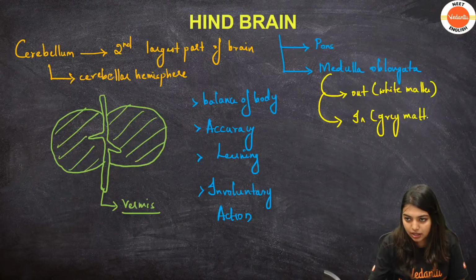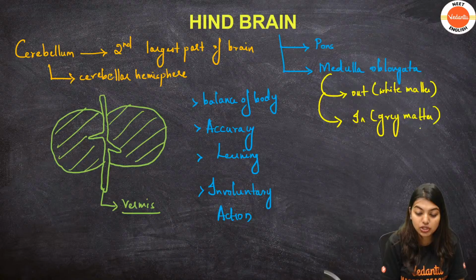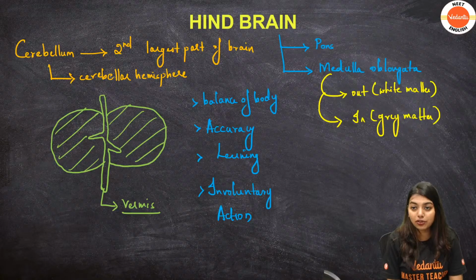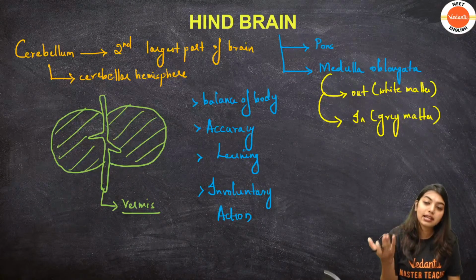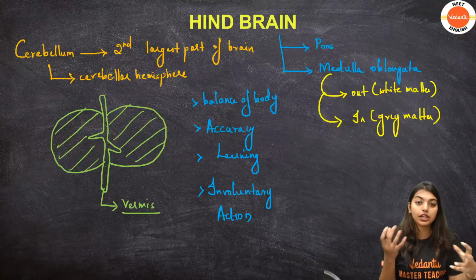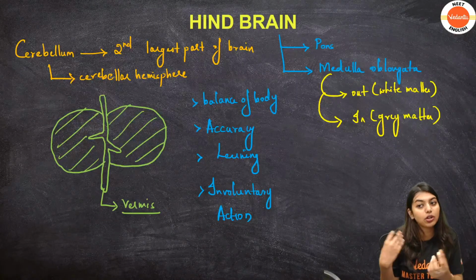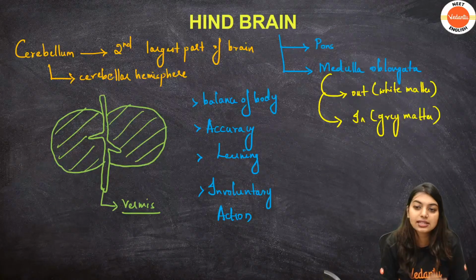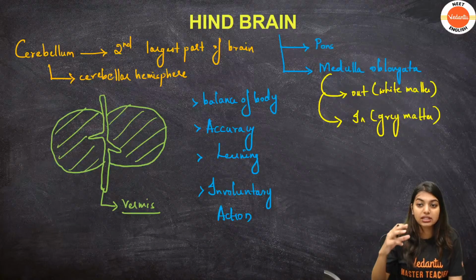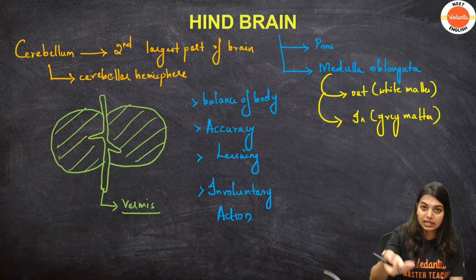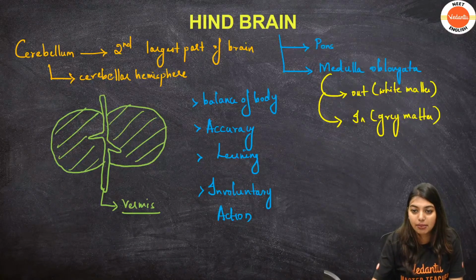Now this question can come, they can confuse you asking which is correct, which is incorrect. They can ask you, in the cerebrum is gray matter outside or inside? They can ask you, in the medulla oblongata is the gray matter inside or outside? These kinds of questions you can expect. So you should remember it like this: medulla oblongata, outside is white matter, inside is gray matter.